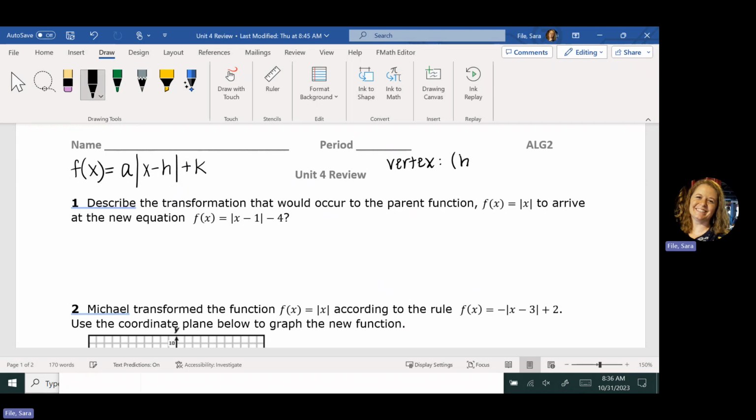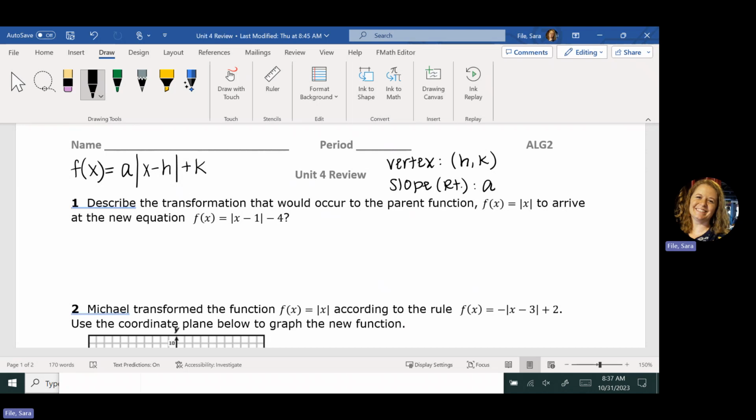That might be the first thing I write down. When I get my scratch paper on the test, I might just write vertex HK just to remind myself. Okay, and then your slope, and I'm going to put the right side of the V, the right side of the absolute value function, slope is that A value. So remember A is going to vertically compress or stretch your graph. It could reflect it. H is going to horizontally shift your graph left or right, and K is going to vertically shift your graph up or down.